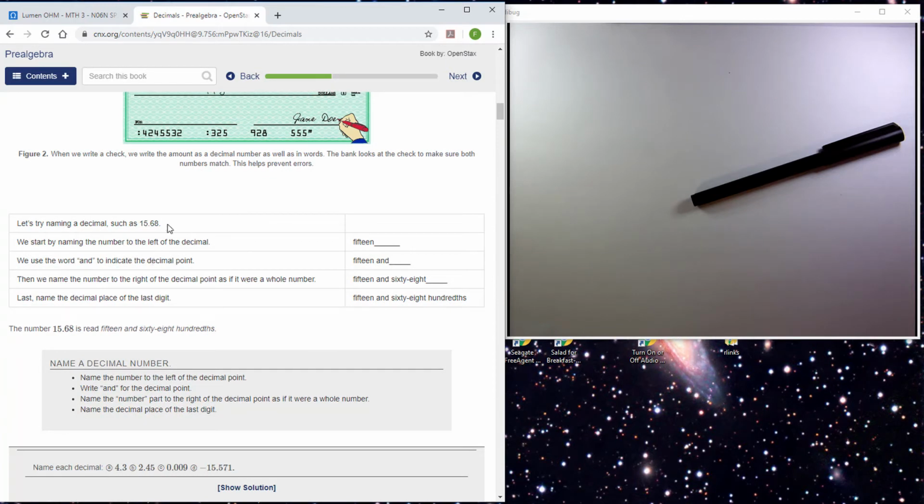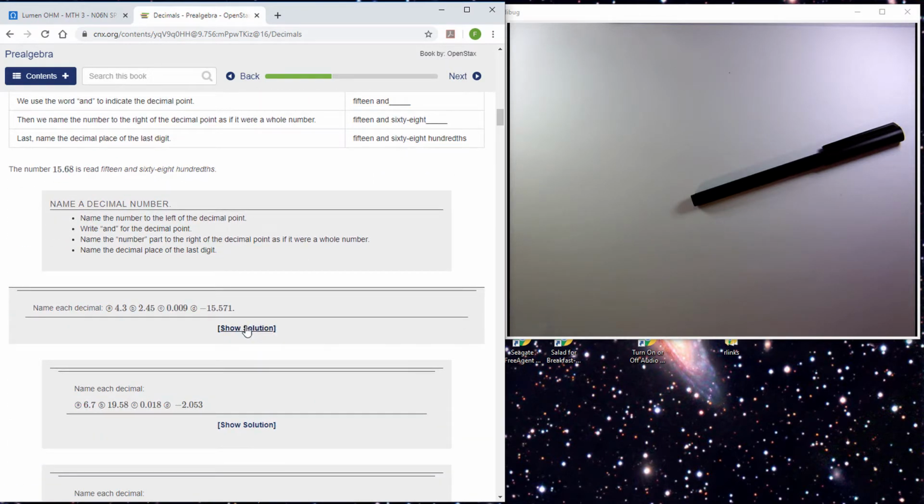So let's look at some other phrases here to translate. 15. The part to the left of the decimal is the whole part. In this case, that is 15. The "and" is the decimal point. And then when you read the part after the decimal, we start reading from the last place out, which is in the hundredths place. So we read it as 15 and 68 hundredths. Notice the 8 is in the hundredths place. So you read this as 15 and 68 hundredths.